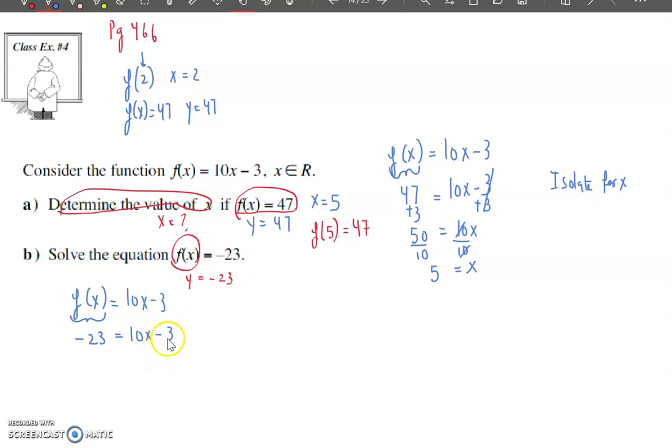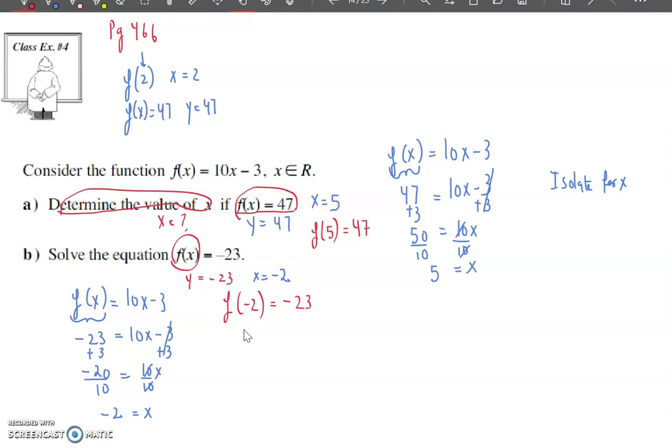So again, the last thing here is minus 3. So you're going to add 3 to both sides. So that gives you negative 20 is equal to 10x. Divide both sides by 10. So x is negative 2. So you can simply say for this answer, x is equal to negative 2. Or in function notation, you will say f of negative 2 will give you negative 23.